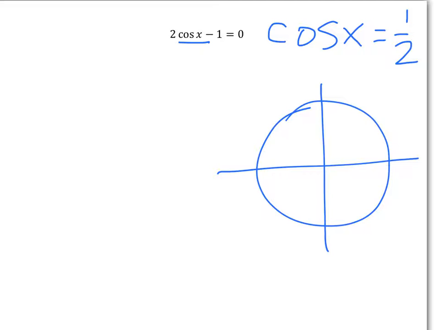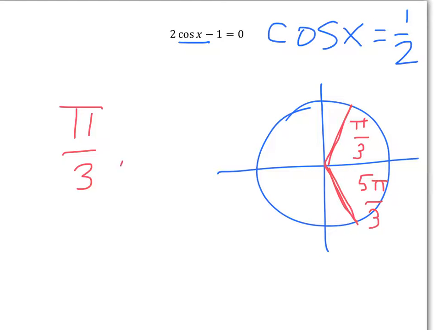Well, cosine is the x-coordinate, and so that's going to happen here and here. Those angles are pi over 3 and 5 pi over 3. So if I'm looking for the solution to this equation on the interval from 0 to 2 pi, my two solutions are pi over 3 and 5 pi over 3.